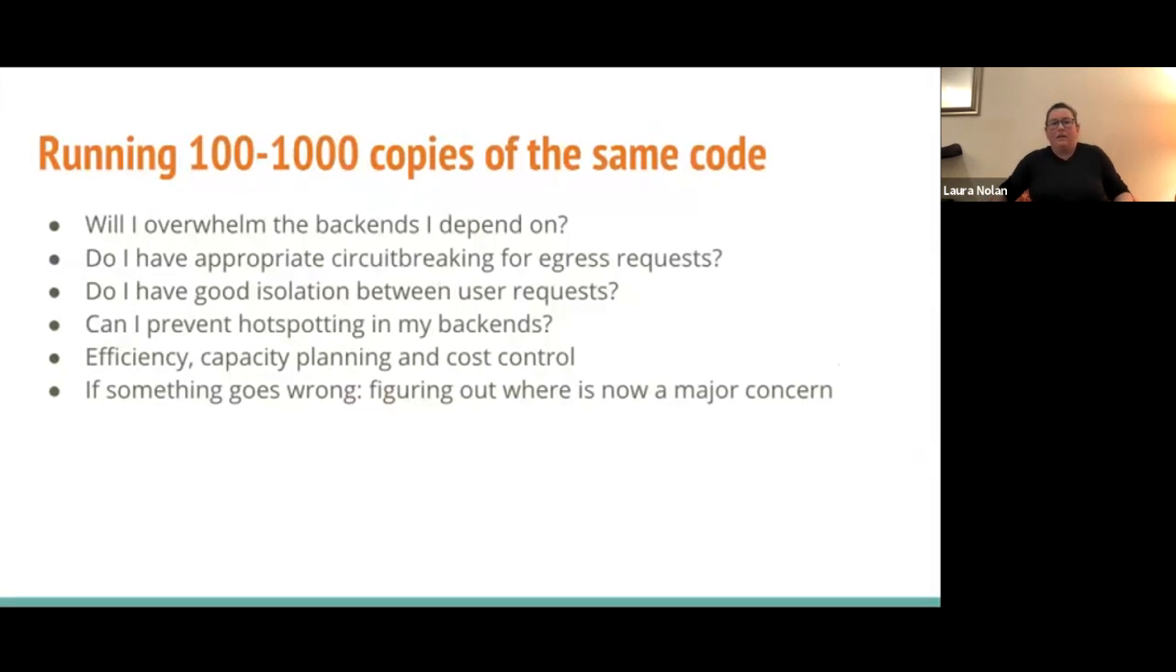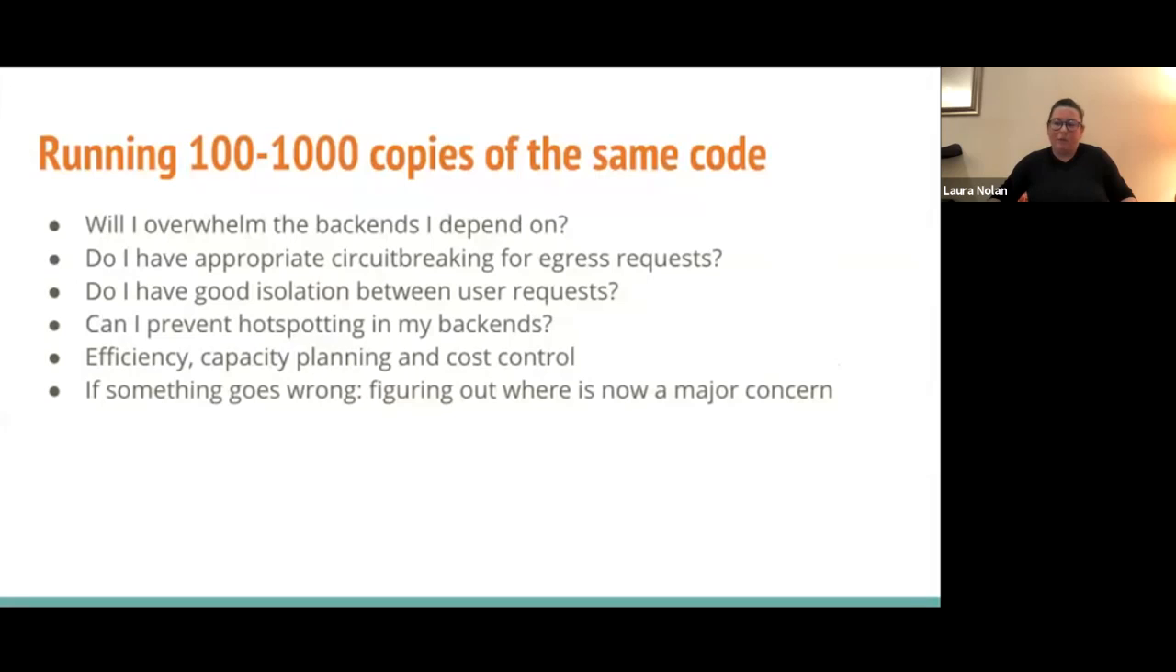If I'm running a lot more copies of the same code, things get a little bit more interesting. I need to go to some extra effort here. I need to make sure that I won't overwhelm the backends that I depend on. There's this phenomenon called laser of death, where I scale up my service and oops, now I've taken down the things that I depend on. You don't want to do that. So you might need to start adding caching layers in for this. You might need to think really carefully about circuit breakers to make sure that you don't overwhelm your backends.